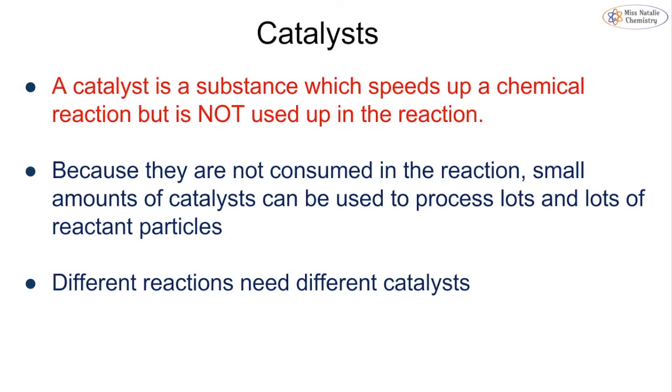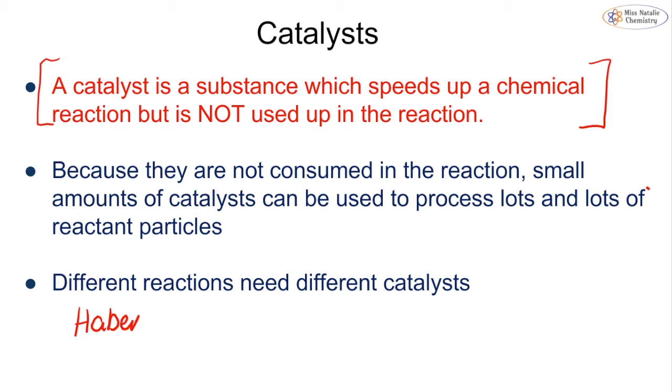Now, the last way that we can speed up a rate of reaction is using a catalyst. So you've learned back in Key Stage 3 this definition of a catalyst. A catalyst is a substance which speeds up a chemical reaction but is not used up in the reaction. Because they're not consumed, we only use very small amounts of the catalysts, and we can do that to process lots and lots of particles, and different reactions are going to need different catalysts.